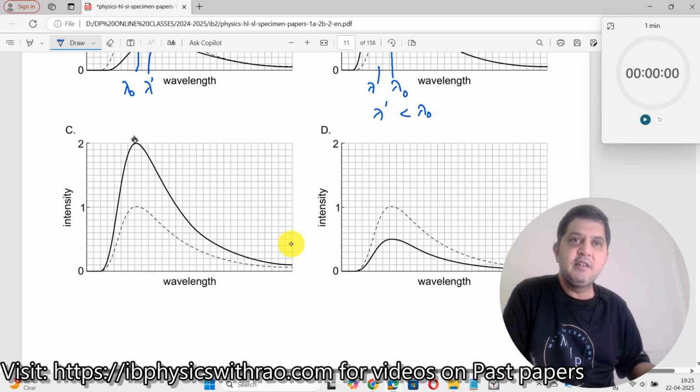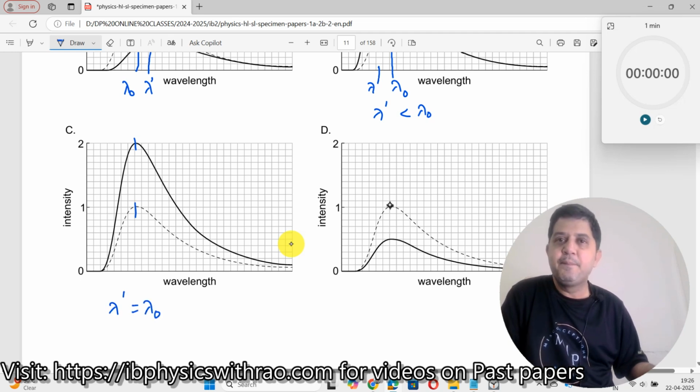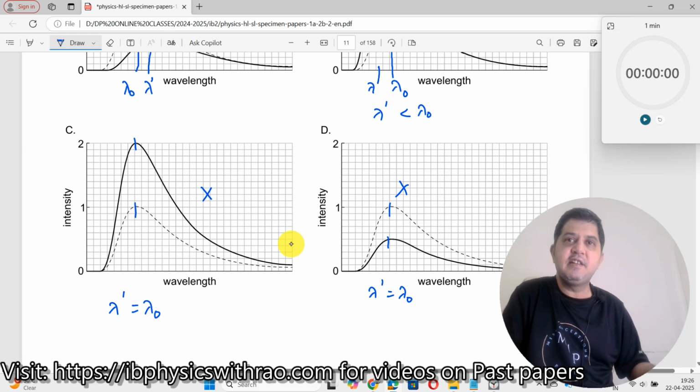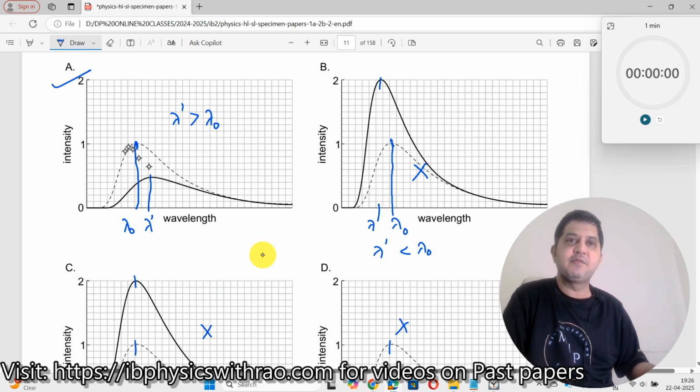Here you see, this peak and this peak are coinciding, so you can say lambda dash is equal to lambda 0. What about here? This peak and this peak are coinciding, lambda dash is equal to lambda 0. So therefore, this is incorrect. This is incorrect. What's the answer? The first one, which you already got correct.